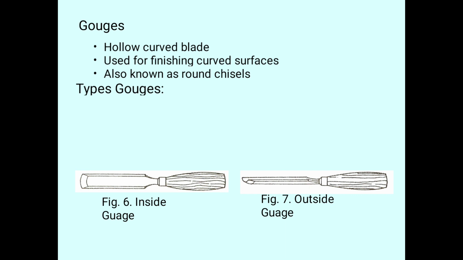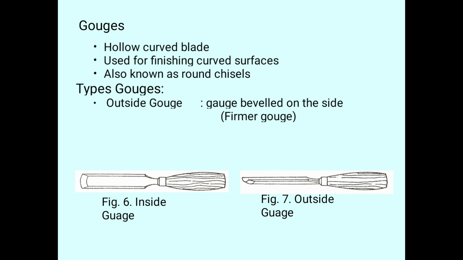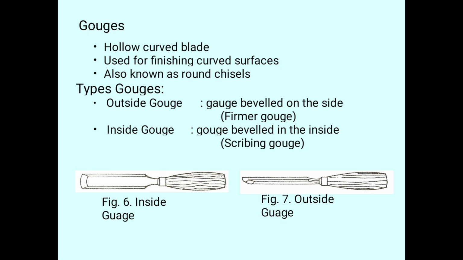Next we can see the types of gauges. The outside gauge, with the gauge beveled on the side, is the firmer gauge. Next, the inside gauge, with the gauge beveled on the inside, is the scribing gauge.